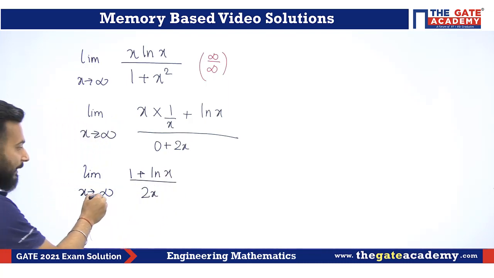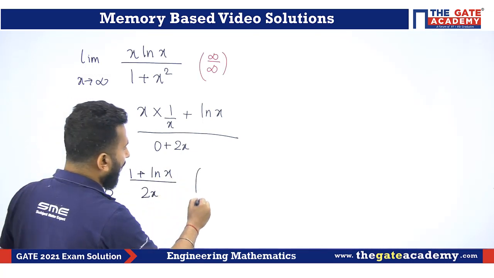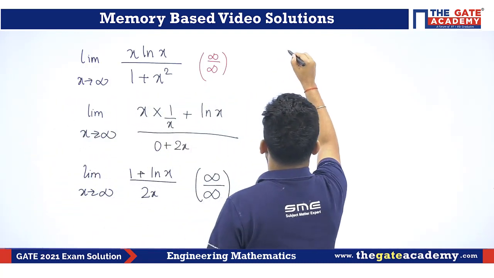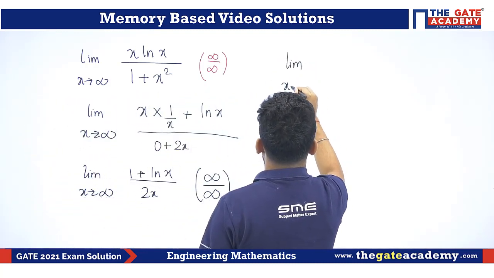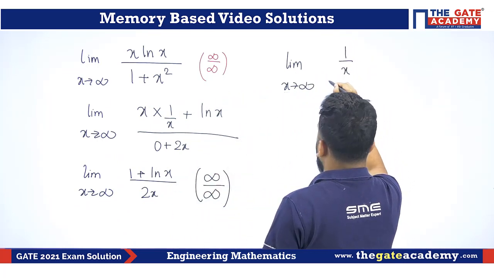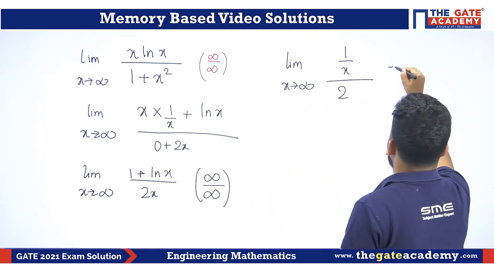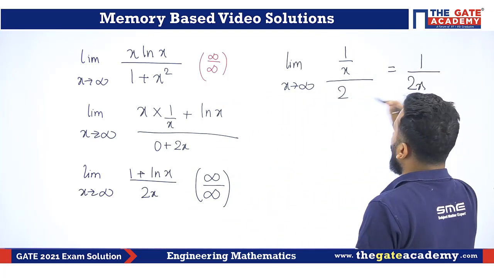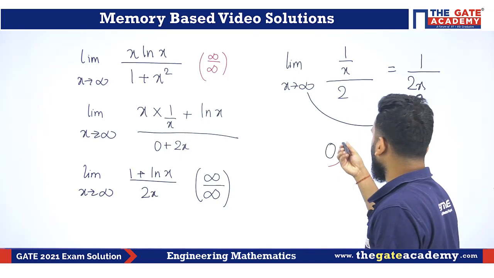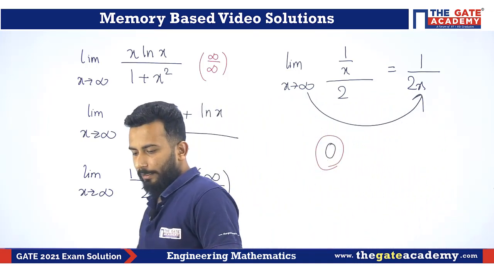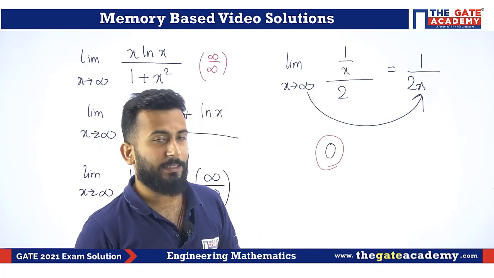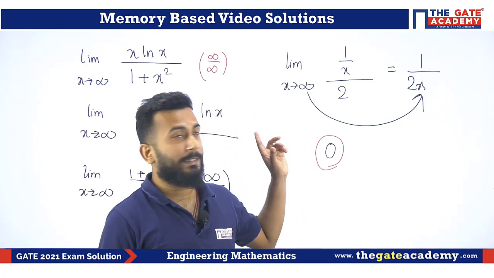If I again substitute infinity over here, it is again infinity by infinity, right? L'Hopital rule again you can apply. So limit x tending to infinity, if you again differentiate it, it will be 0 plus 1 by x divided by 2. It is coming out to be 1 by 2x. And finally, if you substitute infinity over here, you are getting 0 as the answer. And this was an MCQ question. So 0 is there in the answer. Answer is 0.